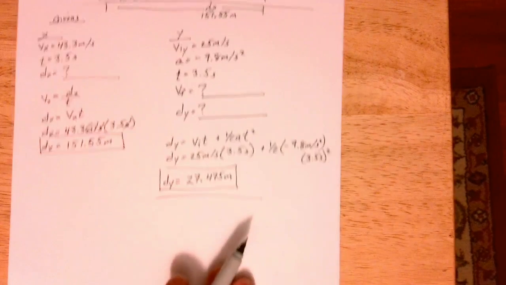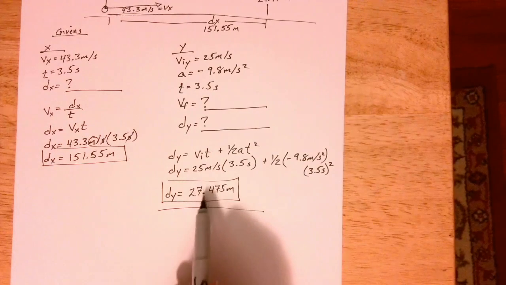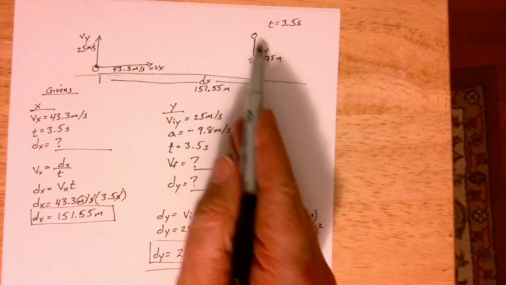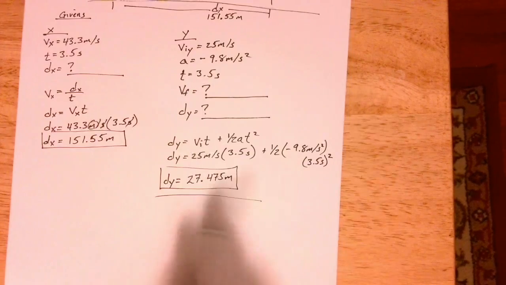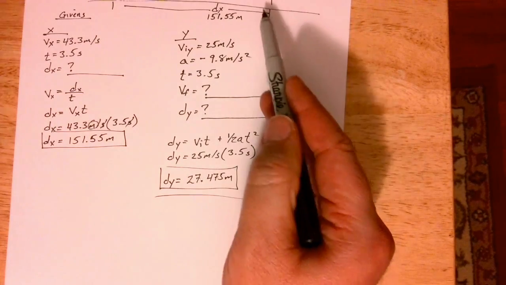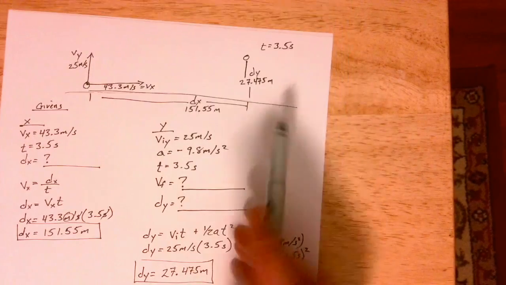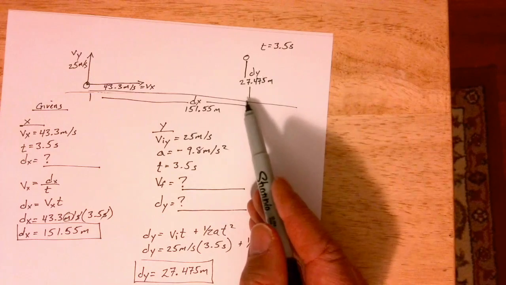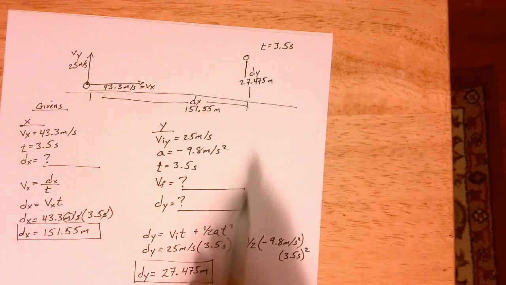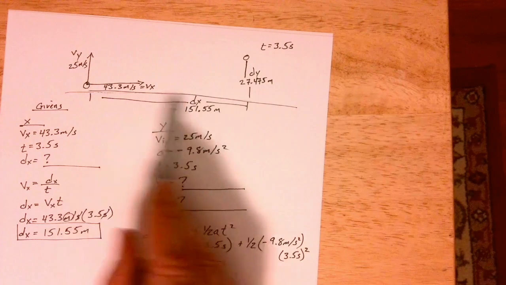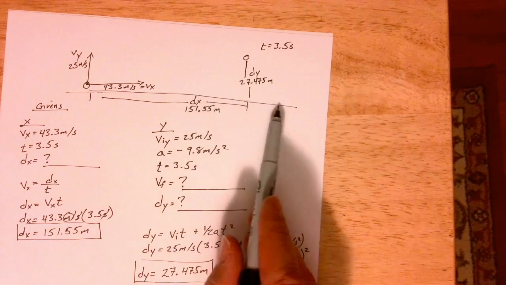Now, let me also point out, if you ever end up with a negative distance, that means the projectile has now gone below ground. So the fact that it's a positive value simply means it's still above ground. If you ever end up with a negative displacement, that means it went underground, or in the very least, it's below the area where it was thrown.